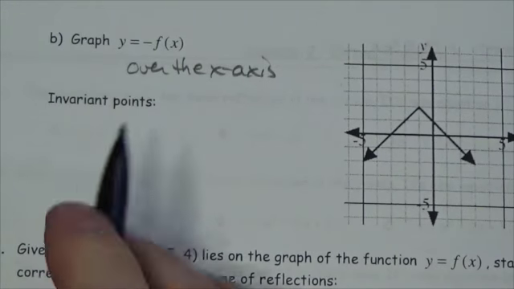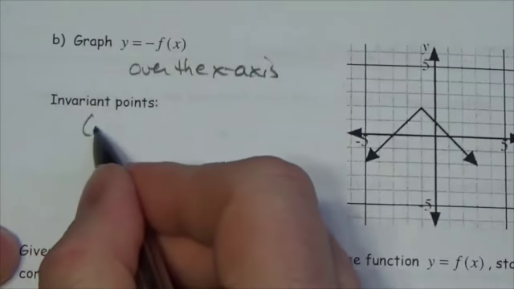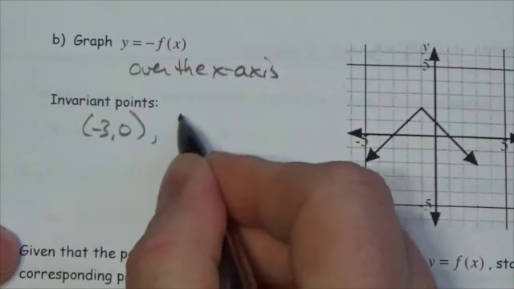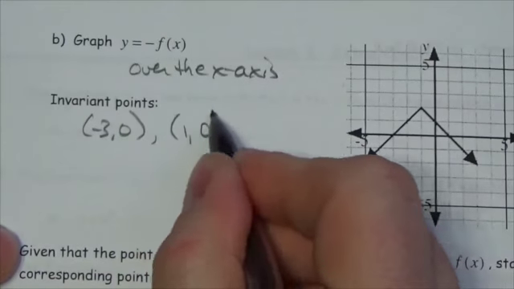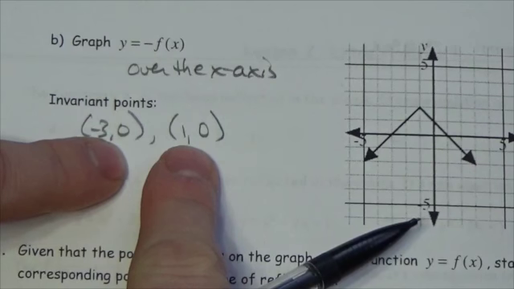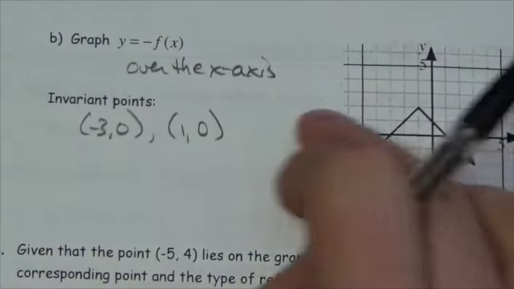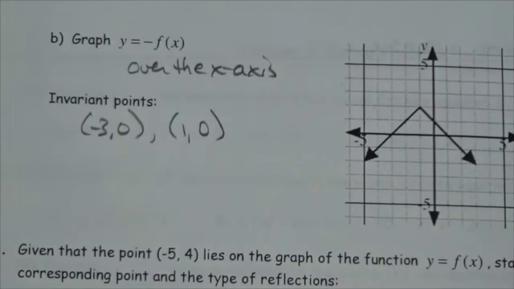So the invariant points will be anything that's on the x-axis. Let's just take a quick look there. That's going to be the point negative 3 comma 0 and the point 1 comma 0. And again, the reason why those are invariant is because if you were to throw a negative in front of those y-coordinates, it wouldn't change anything. And so that's why the x-axis becomes that mirror, if you will.